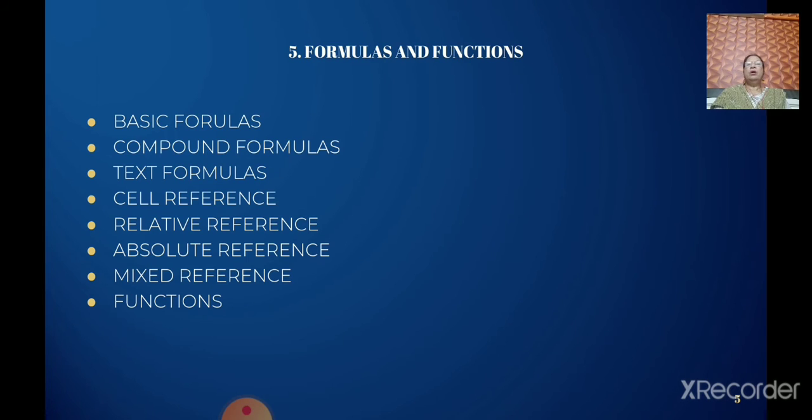But when you want to find a compound formula, for example, the simple interest, then we are using the multiplication sign and the divide sign. For a compound formula, that is principal amount times rate times number of years, divided by 100. So here we are using how many operators? Two operators. That means a basic formula involves only one operator, and compound formulas are used when you need more than one operator. So this is the difference between basic formulas and compound formulas.